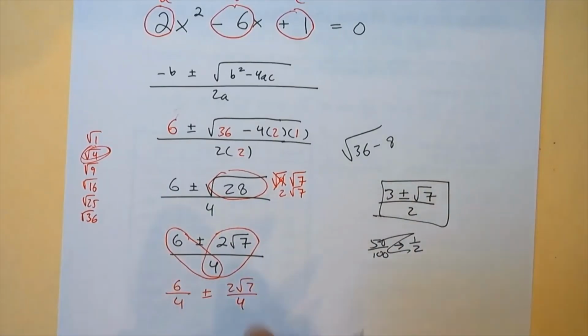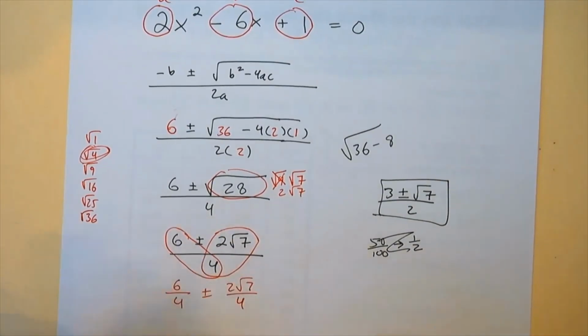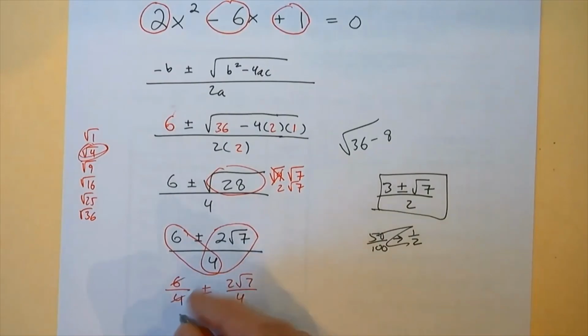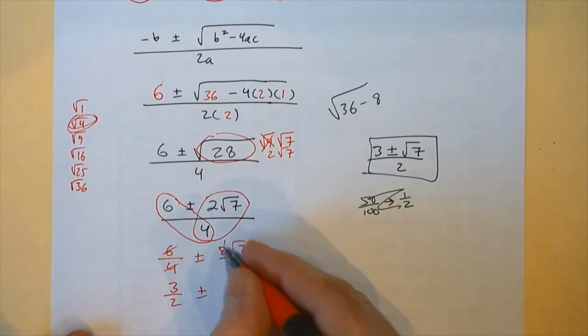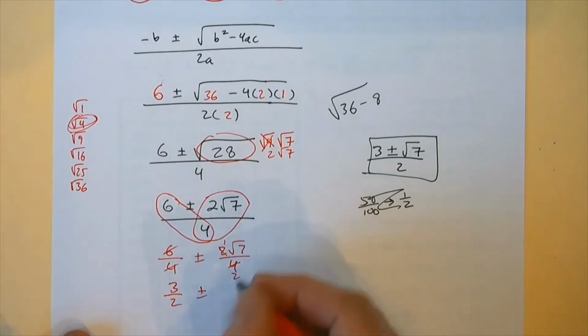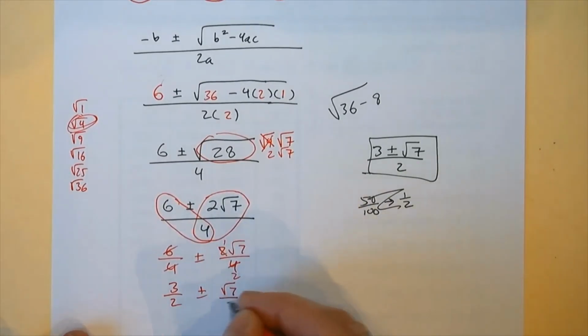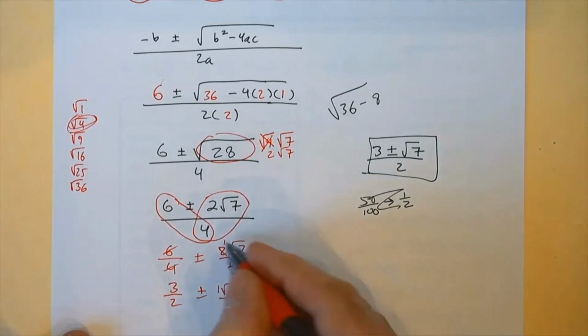The reason I'm doing that is because I notice these are all even numbers, and I know even numbers always reduce. 6 over 4 is 3 over 2. 2 and 4, they're regular numbers. 2 over 4 is a half, so I'm going to put radical 7 over 2. I'll put a 1 there if you like, 1 over 2.